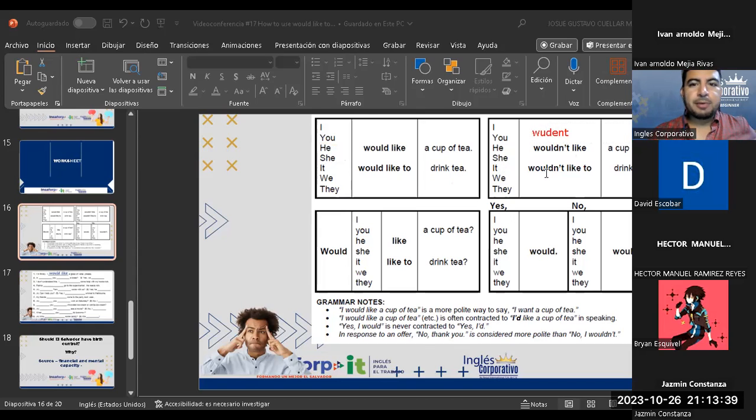Wouldn't, it's the pronunciation for the negative of would, right? So for the negative, in the same exercise, the same sentence, the same example, you wouldn't like a cup of tea. A ti no te gustaría una taza de té. You wouldn't like to drink tea, right?